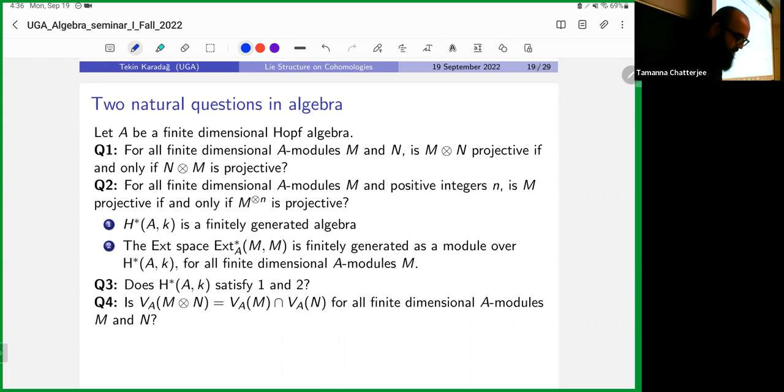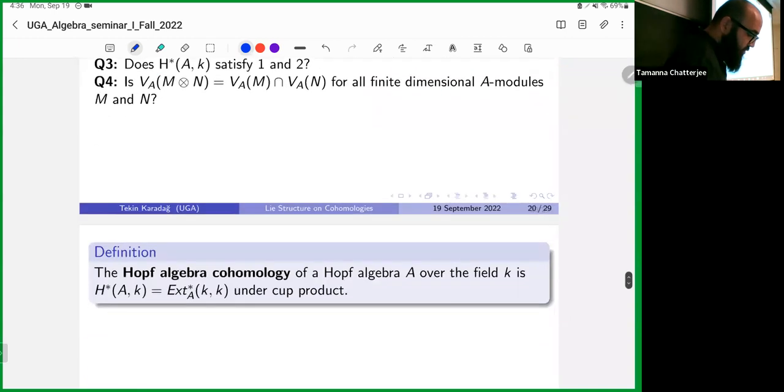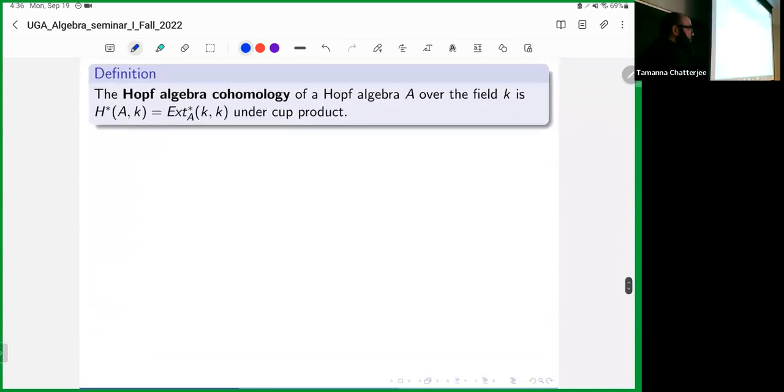This was one of the main motivations for me to start talking about cohomology.